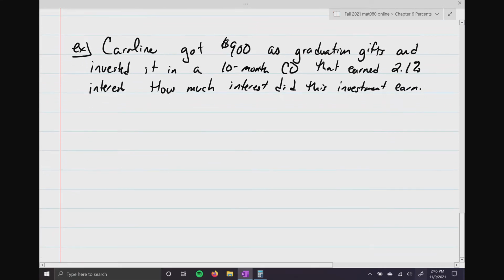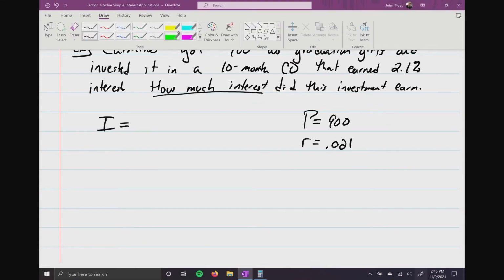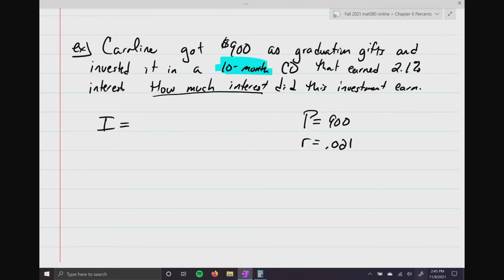All right. So here's one where we need to be careful. We know from the very last sentence how much interest. We know we're looking for I. So our principal is 900 and our rate is 0.021. That's the easy one. If you look at the time, and I'm going to highlight it here for us, the time is given to us in months and not years. So we're going to use that little formula that I gave you above. We're going to take 10 and multiply it by 1/12. Another way to look at this is just 10 divided by 12. And when you do 10 divided by 12, you're going to get 0.83 repeating. But we're going to round it to 2 decimal places and leave it as 0.83.